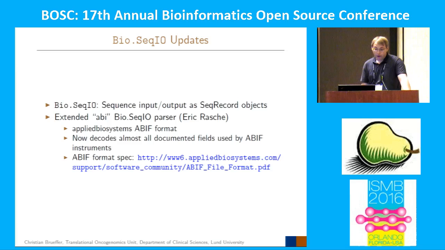We have SeqIO updates. SeqIO is a module for sequence input and output in terms of SeqRecord objects. So SeqRecord allows you to represent a sequence and different annotations. And Eric worked on extending the ABIF format parser to decode a lot more of the fields in the format. So now you can extract voltages, temperatures, all kinds of stuff. And you can take a look at the spec to see what you can get out of that.